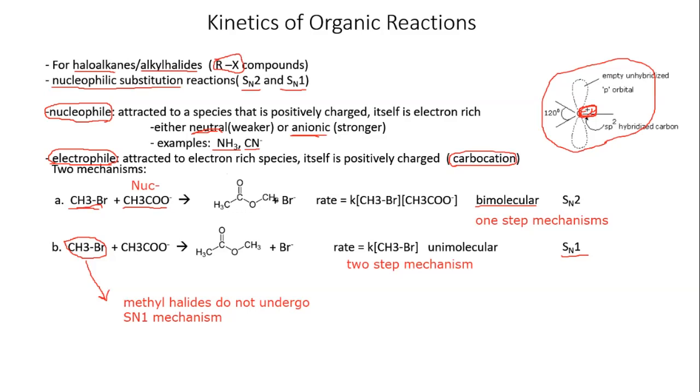It undergoes a bimolecular concerted reaction. We call this a concerted reaction, concerted meaning that it all happens at the same time. It's a bimolecular step for the rate determining step, and it's referred to as an SN2 reaction. It's only a one-step mechanism. So we can actually draw the energy diagram for an SN2 reaction.